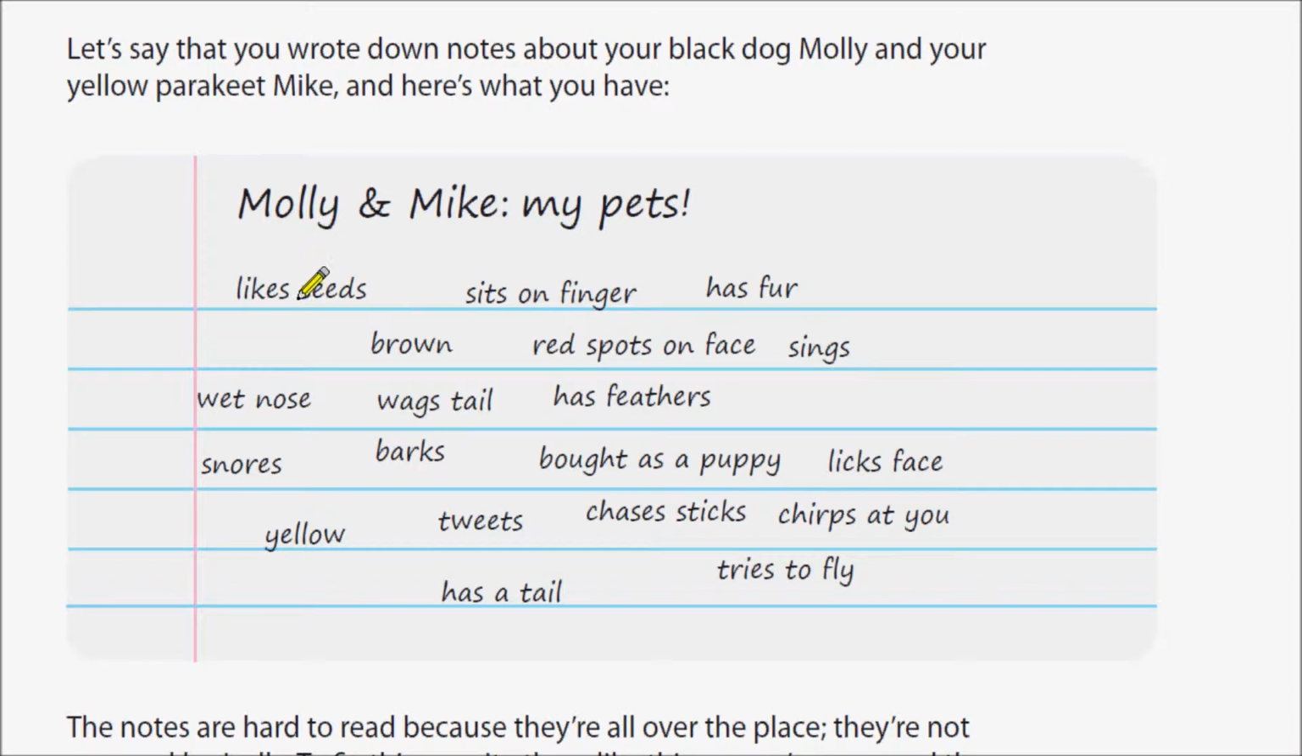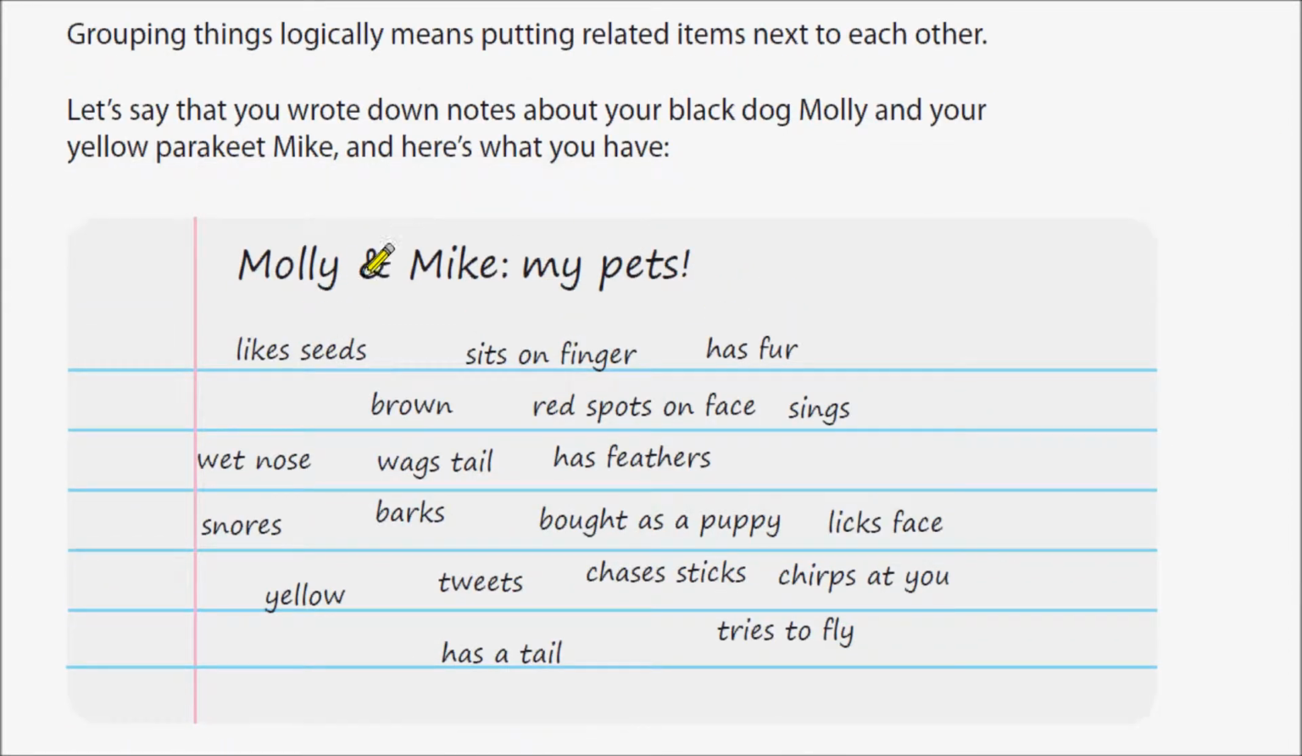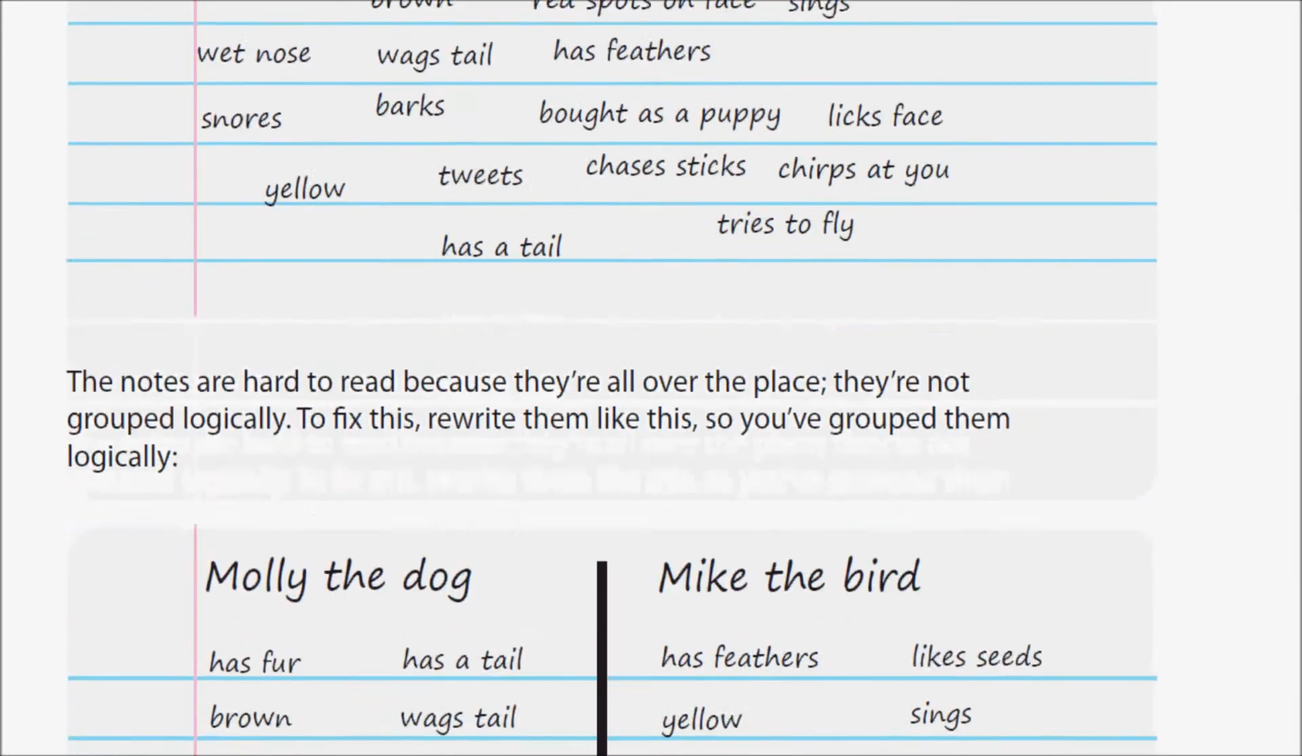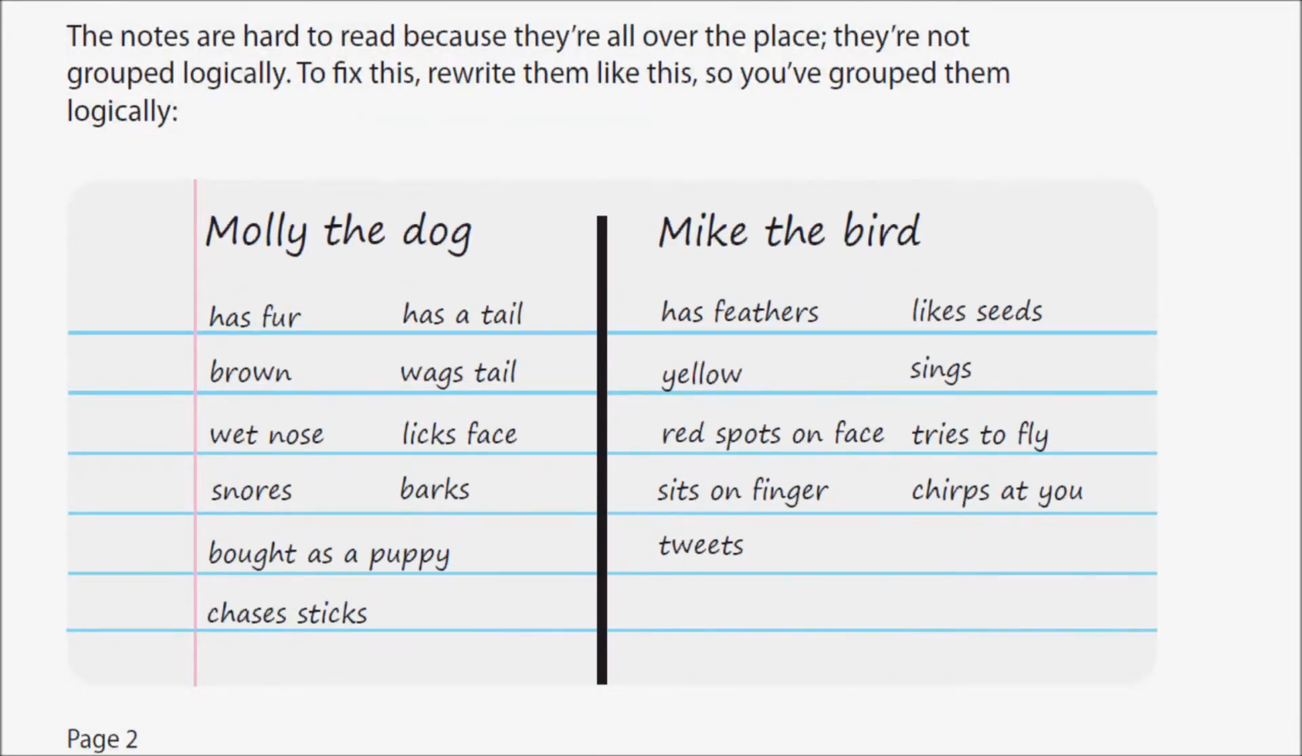Some of the stuff is for Molly and some of the stuff is for Mike, and it's kind of jumbled all over the place, which is going to make it difficult to write a paper or a paragraph because you're going to mix up Molly and Mike, and nobody's going to know. People are going to assume that your bird barks or that your dog chirps at you, and so the first thing you need to do is take the notes and separate them like this.